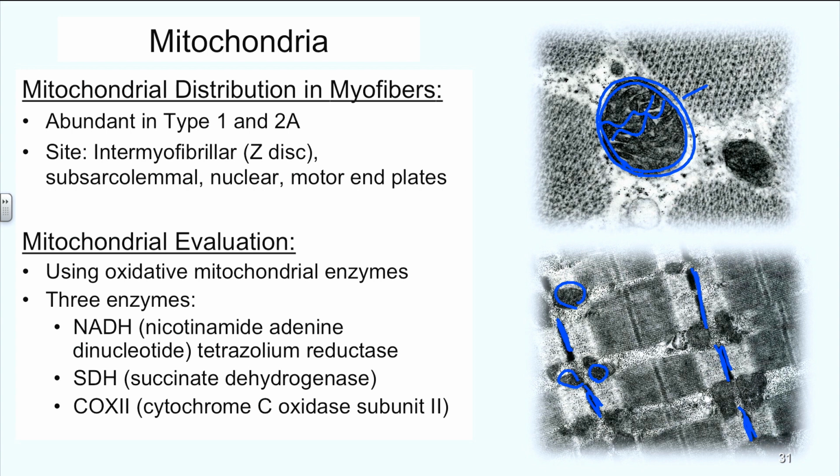Now, using the enzymes that these mitochondria generally use inside themselves, we want to have an idea about their morphology. Are they normally distributed? Are they a normal number? And if their morphology is normal, is there any abnormality in the cristae or the membrane or whatnot?